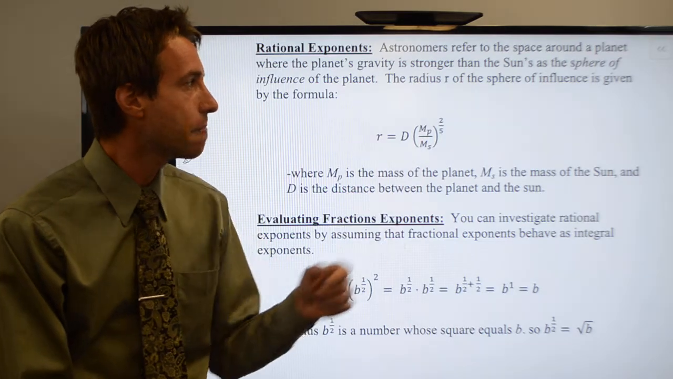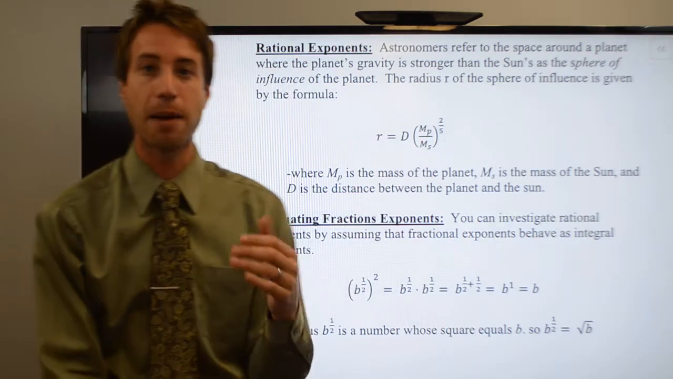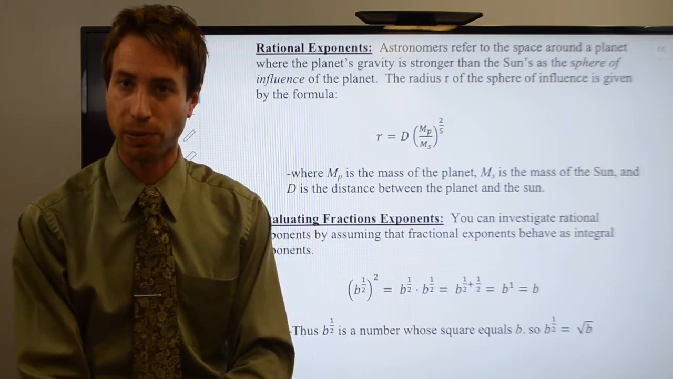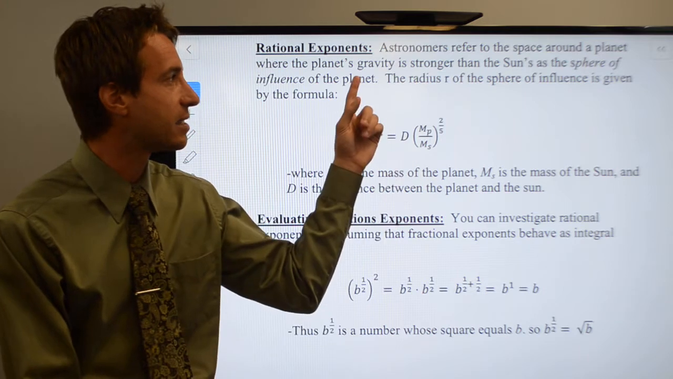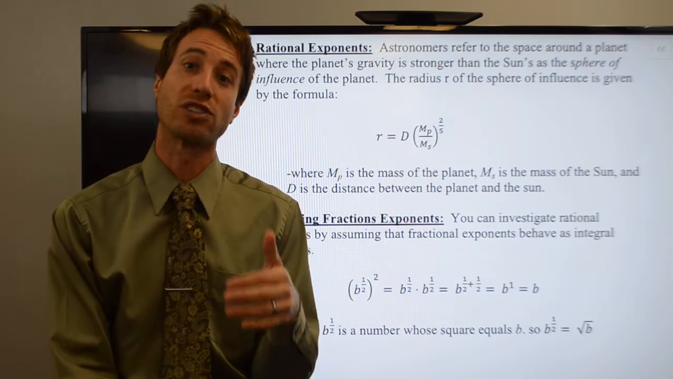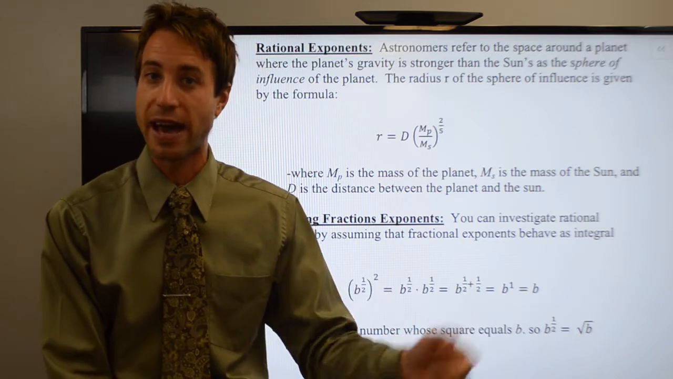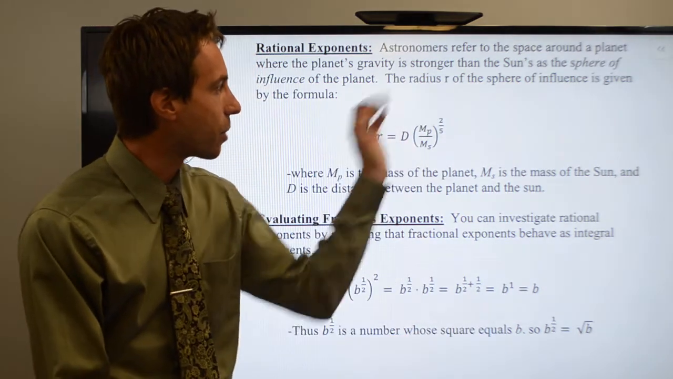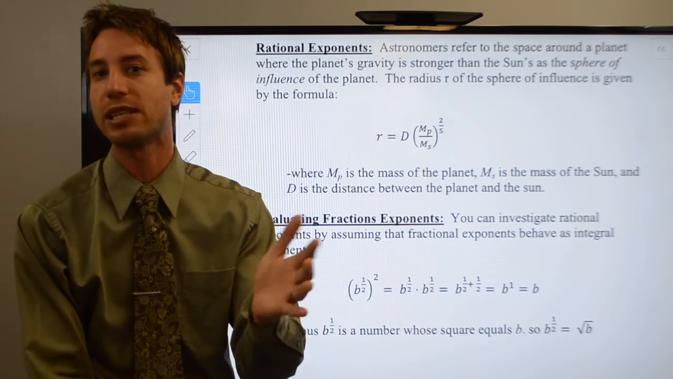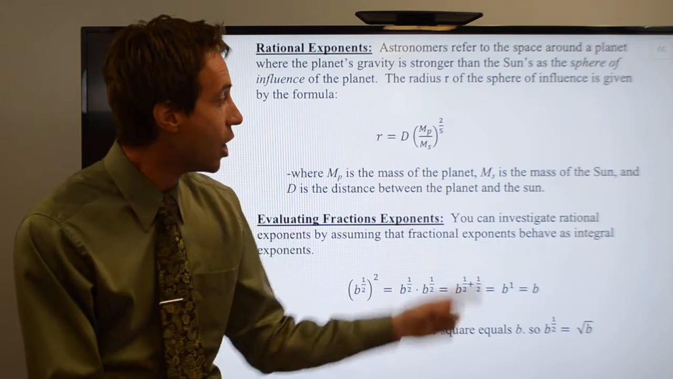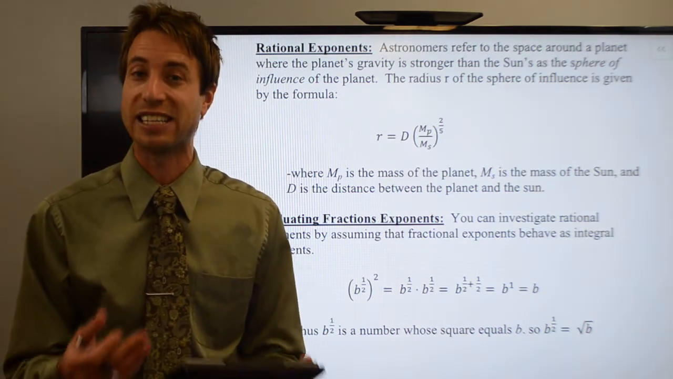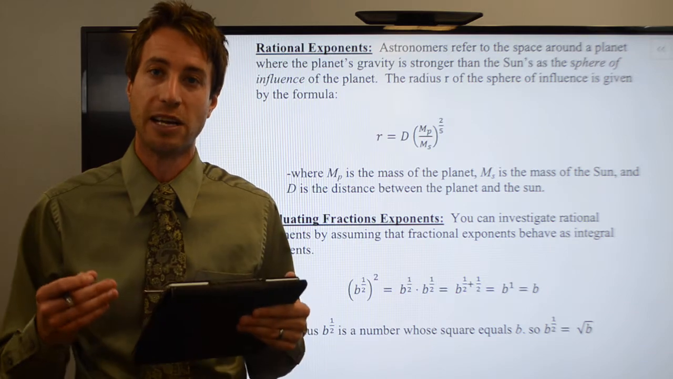We've got a formula that gives you the relative strength of a sphere of influence for a particular planet, where the gravitational force of the planet is stronger than that of the sun. This formula allows you to calculate some things when it comes to that, but the only reason I gave you the formula is I just want you to see I have an exponent in this formula, and that exponent is a fraction. It is the rational number 2/5.